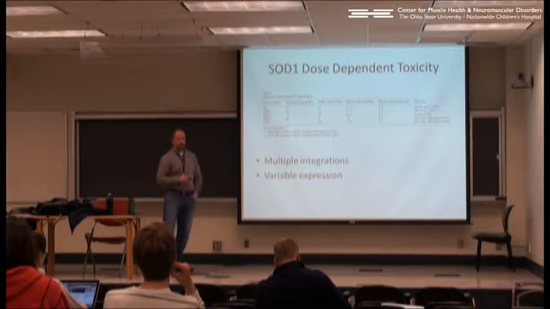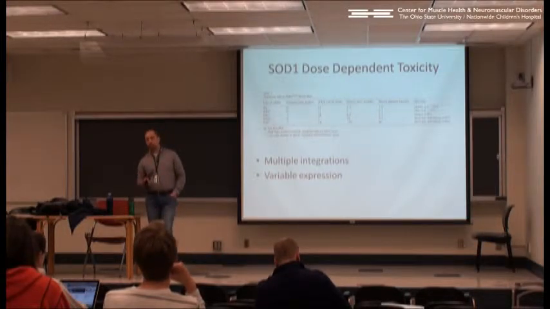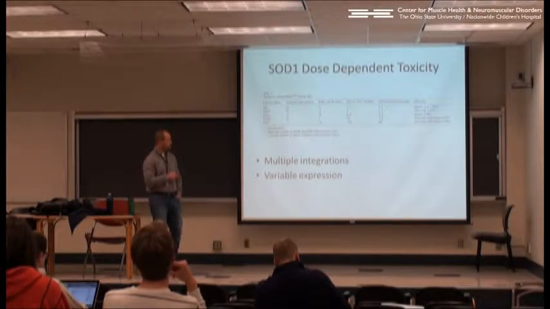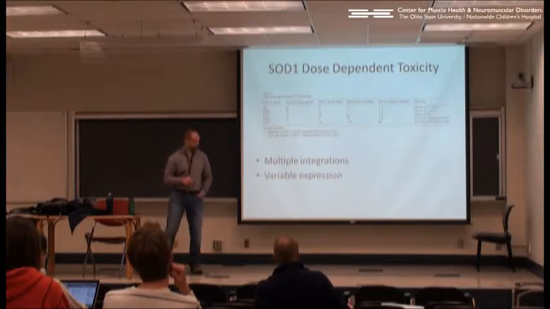So G93A mutation does not disrupt this mutase activity. But you can see that animals with more copies have higher mutase activity, and that more or less correlates with disease severity. Lower copy numbers have delayed disease severity and slower progression.